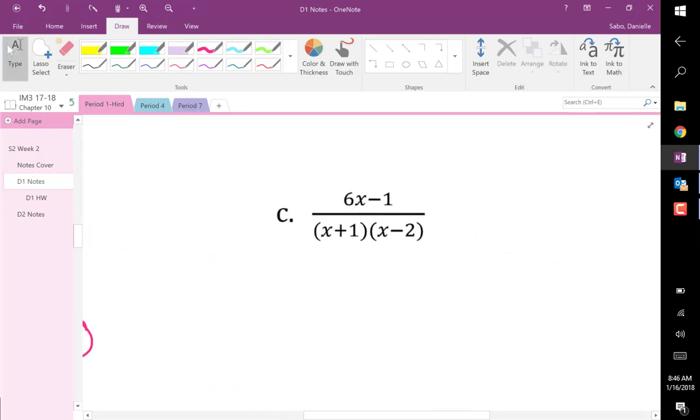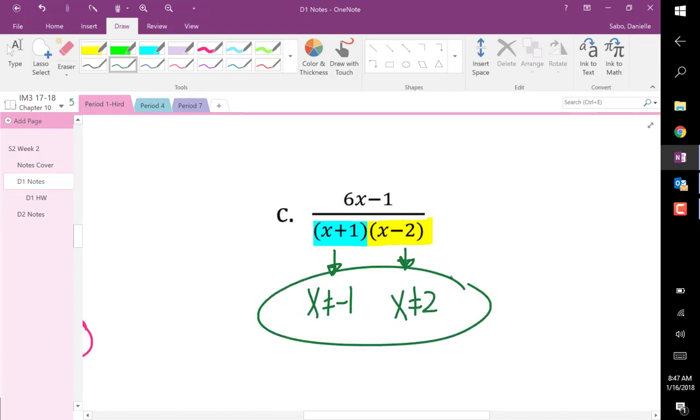Now this one has 2. We have to talk about both of them. The number of x's you have on the bottom is how many zeros you must have. What'd you say? Yeah, here x cannot be negative 1, and here x cannot be 2. Because when you plug them in, 2 minus 2 is 0.